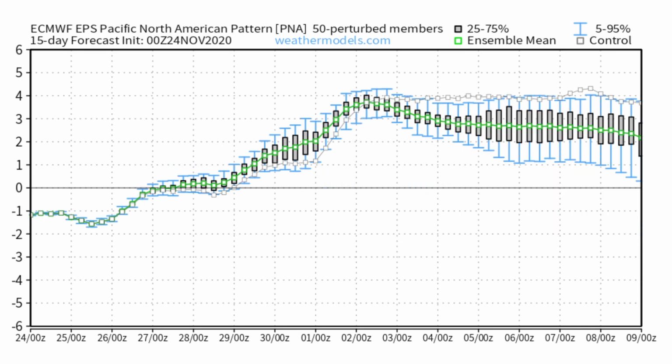And then here's the PNA, and this is the single most important one. If you have a negative PNA, you cannot have cold conditions in the east. If you have a positive PNA, you almost always have cold conditions in the east. And look what happens. We're currently in a negative state, but look at this.